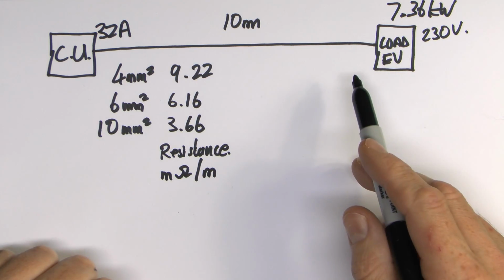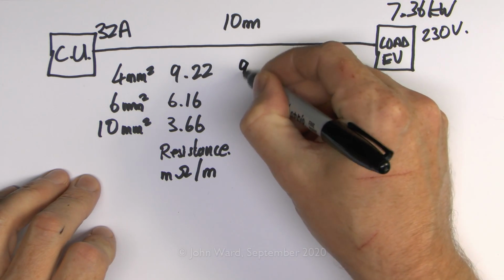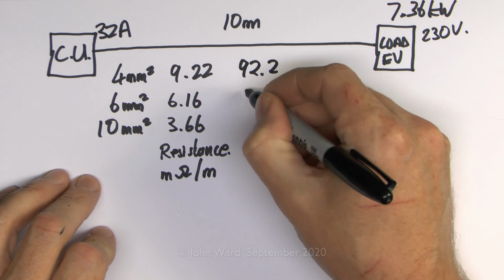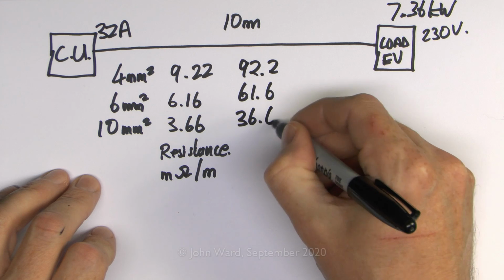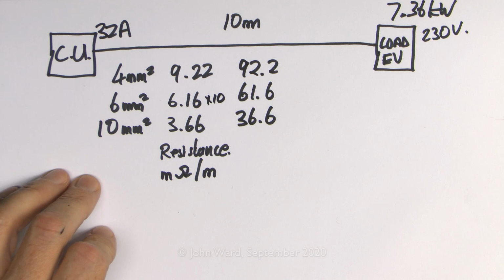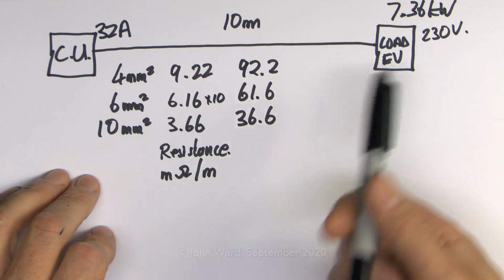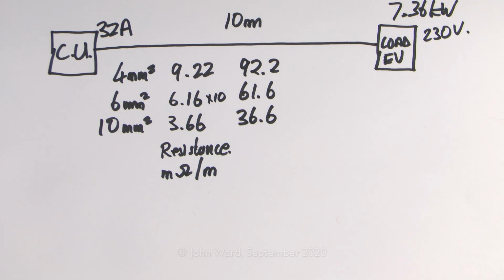Now in this particular case, we have 10 metres of length of conductor, so we need to multiply these by 10. So we'll just quickly do that here. So it's going to be 92.2 milliohms, 61.6 milliohms, and 36.6 milliohms. And again, that's just multiplying those by 10. It gives you obviously 10 times greater. If this was 17 metres, we would just multiply it by 17. And if it was 300 metres, we would multiply it by 300. And if it was 300 metres, it would be totally non-compliant because the voltage drop would be huge and the thing on the end probably wouldn't even work. But nevertheless, that's the principle we're talking about.